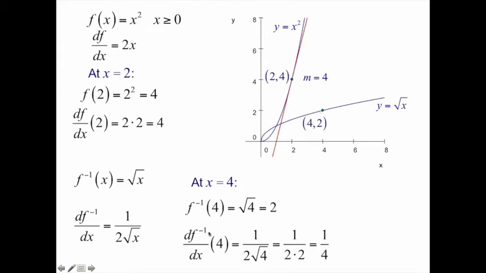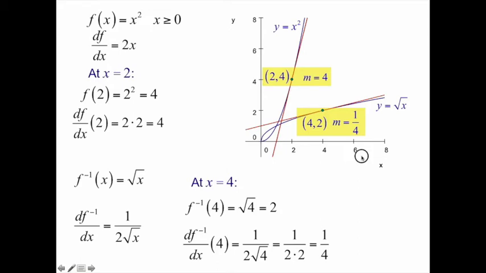And then evaluating the derivative at 4 means putting 4 in this expression. So 1 over 2 times the square root of 4. It's 1 over 2 times 2, that's 1/4. So the slope of the inverse is 1/4. So if we look at this, the slope of the original function is 4. The slope of the inverse is 1/4. So you recognize those as reciprocals.